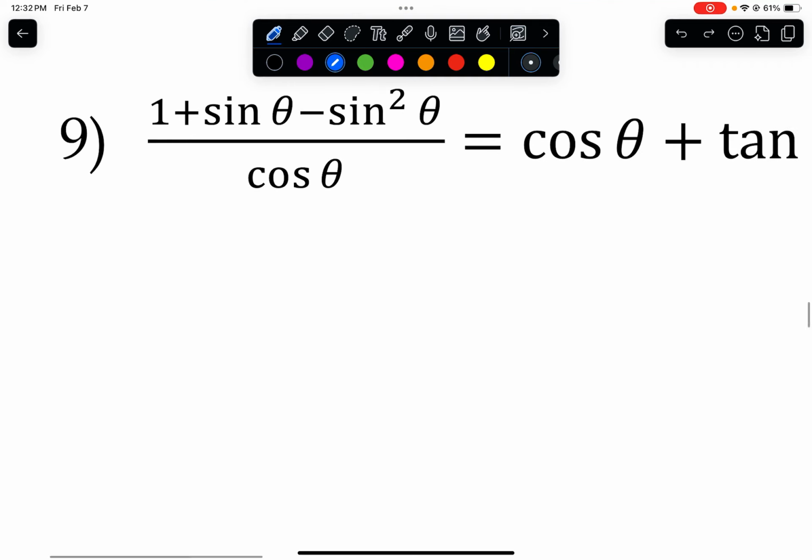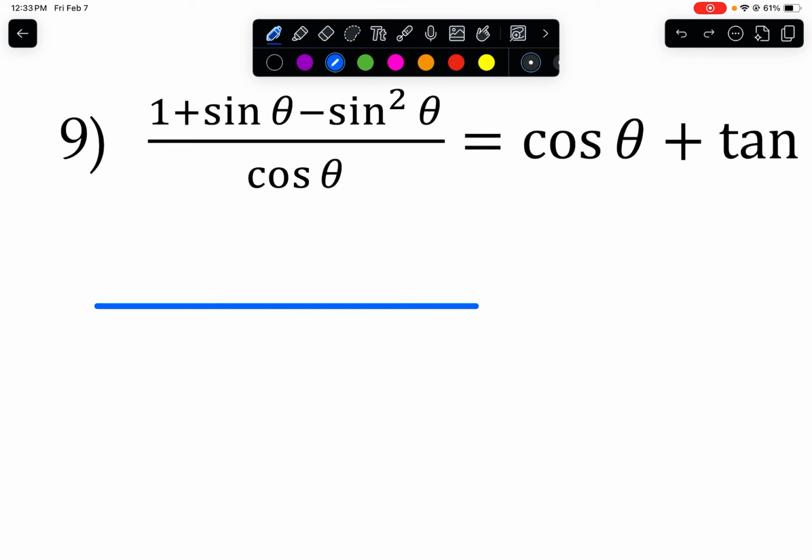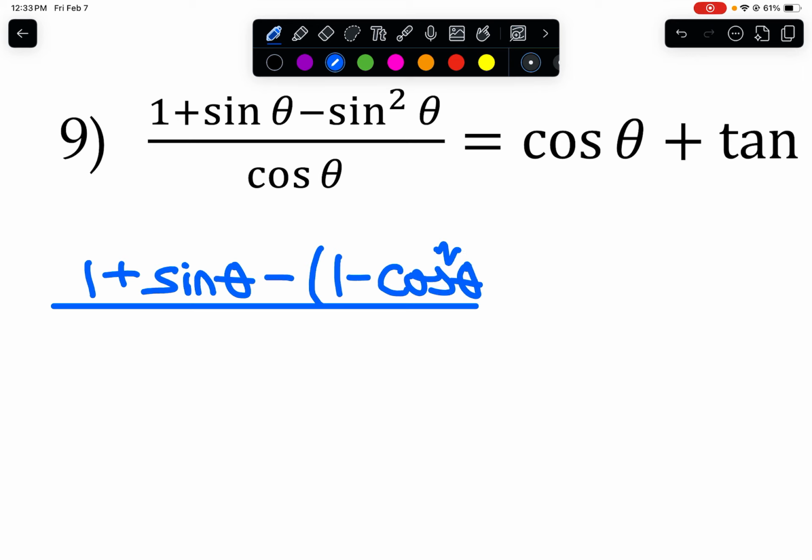So on the left side, I see this sine squared theta, and I'm going to do Pythagorean identities. So I'm going to change that to 1 minus cosine squared theta. So 1 plus sine theta minus, and then I'm going to change this to 1 minus cosine squared theta. And then that's going to be over cosine theta.